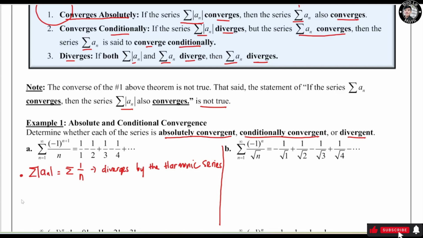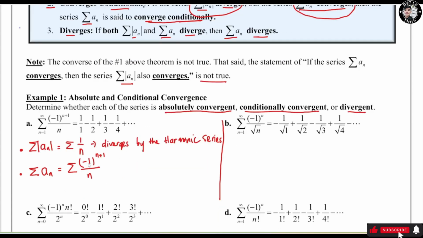Now we're going to check the original series. If the absolute value series diverges, that's case number 2. We're going to check the original one to see if it converges or diverges. If it converges, then this is going to be convergent conditionally. So the original one is a sub n equals -1 raised to the n plus 1, over n.